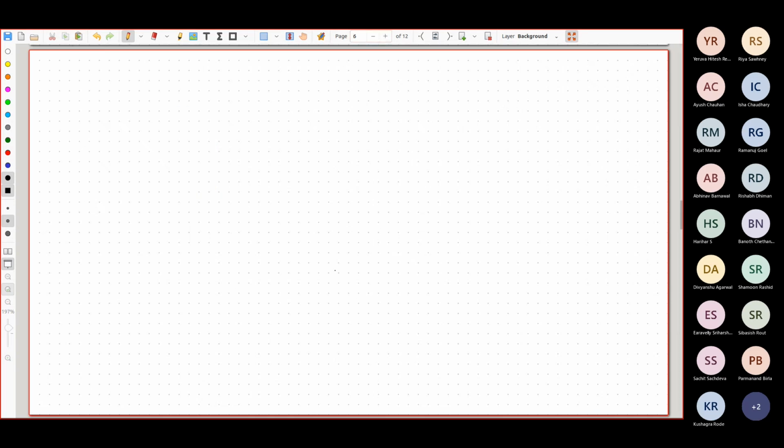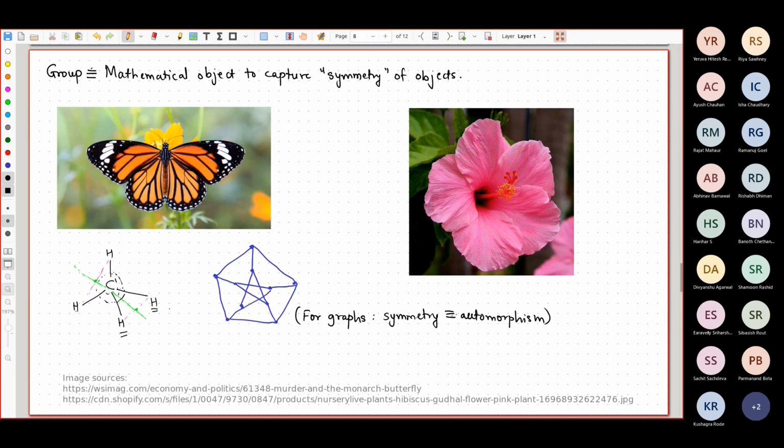Right, so similarly, let us take this other simple example. The methane molecule and this Petersen graph are more complicated examples with huge groups. I think the group size over here is going to be 12 in the case of the methane molecule, and in the case of this graph, it is some 120 or something. I think we figured it out. We calculated this in class earlier.